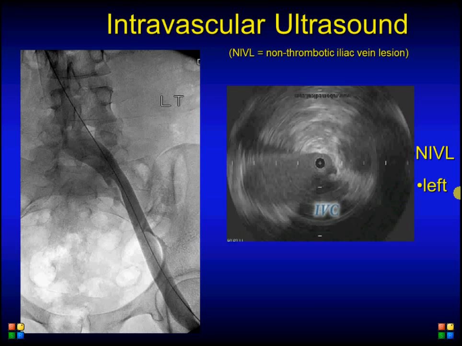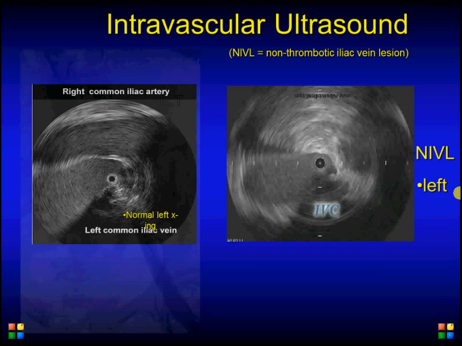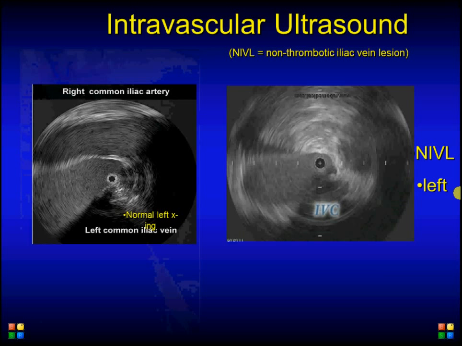On the left-hand side, you have a patient with a non-thrombotic iliac compression, and on the right side, you have the IVUS, and you can see this is the IVUS catheter, and this is the vein. Now, normally, this is the way it looks at the crossing. This is the artery, right common iliac artery crossing the vein. This is the vein with the catheter inside.